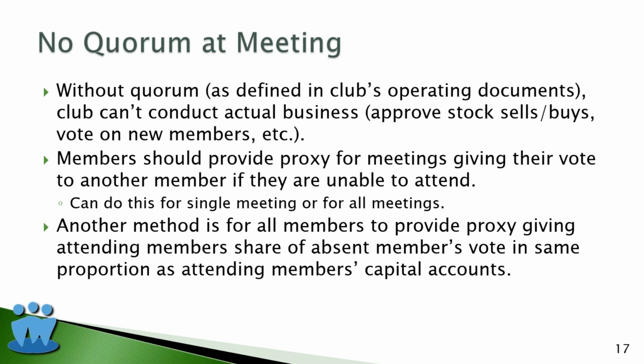Oftentimes clubs, especially during the summer or the holidays, may have trouble getting enough members to make a quorum. And a quorum is defined in your club's operating documents. It's the minimum number of members, by individual members or by membership ownership in the club, required for your club to conduct business, which means approving transactions, approving members, approving withdrawals, approving other business that comes before the club. If you don't have a quorum, then your club meeting can't transact business.